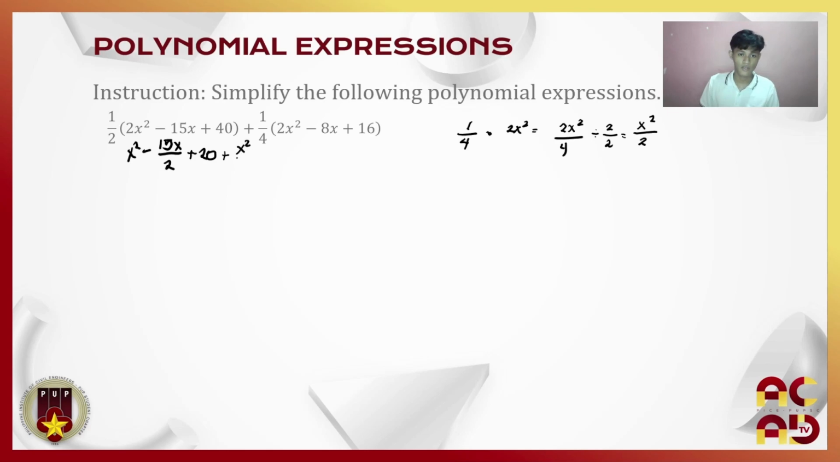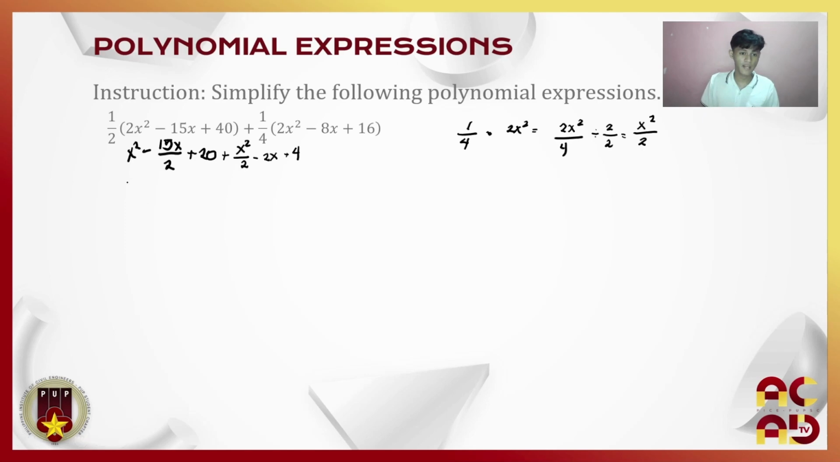X squared over 2. And then 1 over 4 times negative 8x. Since pwede siya maging whole number, so 8 divided by 4 is 2. So, lalagyan na natin yung 2x dito, and not the 8 over 4x. And then 1 over 4 times 16. So, pwede na ulit siyang maging whole number since divisible ang 16 by 4. So, ang quotient nito ay 4. So, isulat lang natin yung 4.